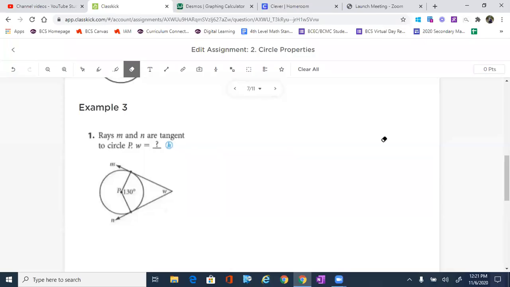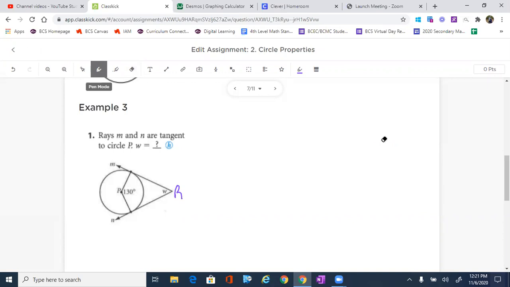All right, let's look at circle properties and tangents again. In this case, we are looking at tangents M and N that are coming from some point out in the middle of nowhere, we'll call that point R, that is forming that angle W. And what we're looking for is, what is angle W?